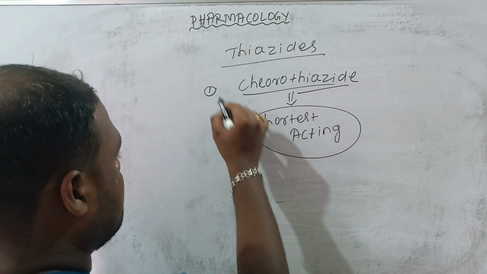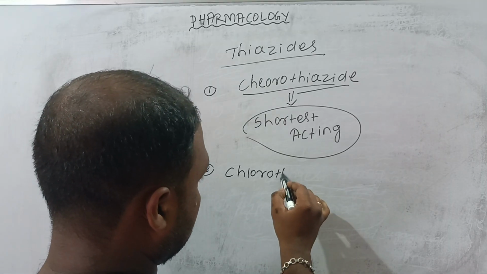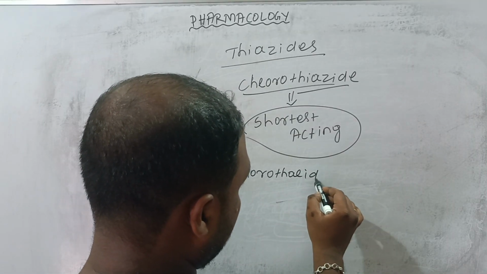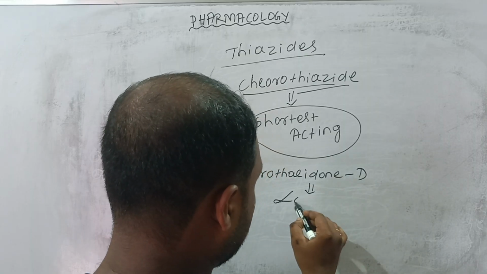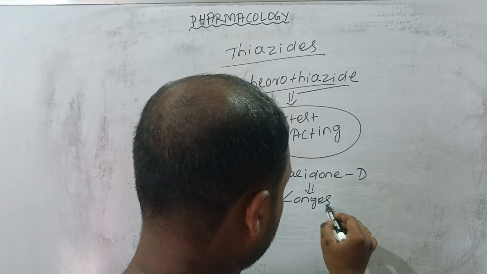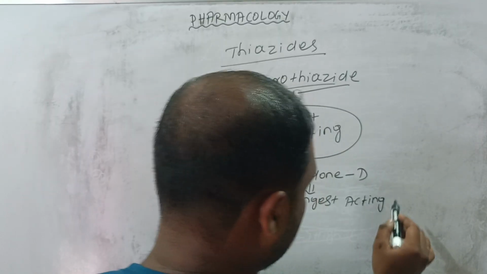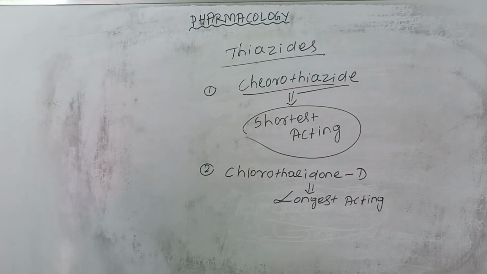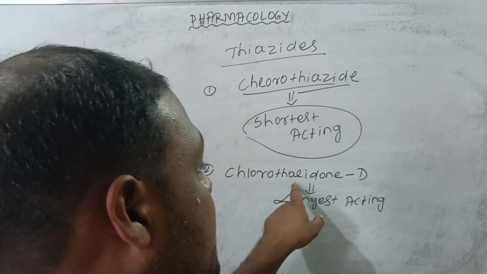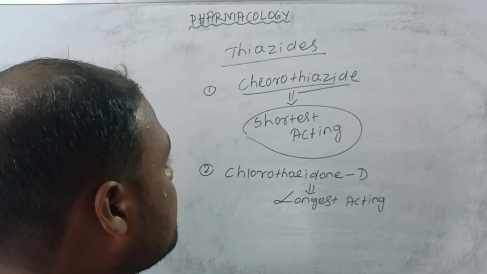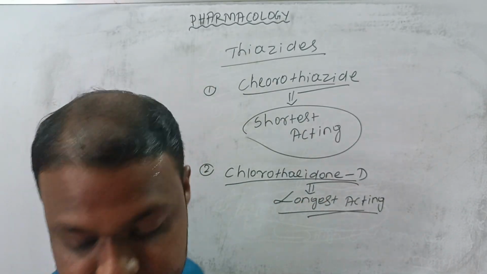Then second one is chlorthalidone. That is the longest acting. Chlorthalidone is the longest acting thiazide.